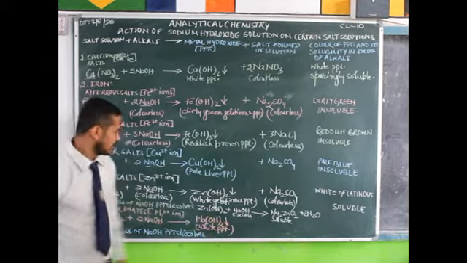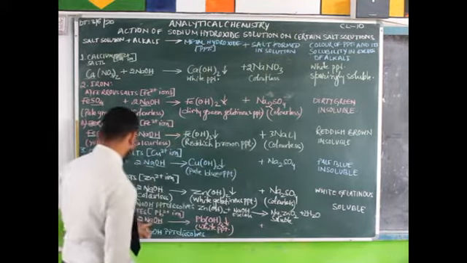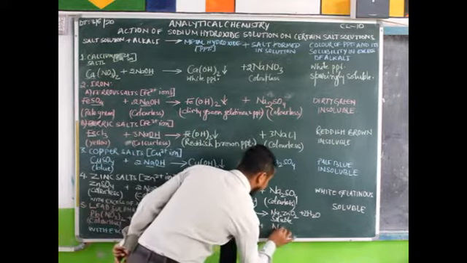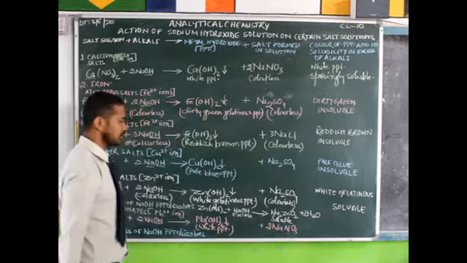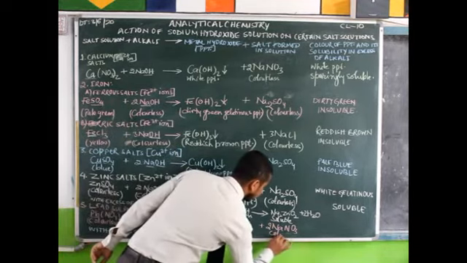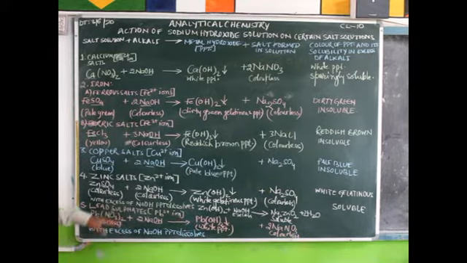Okay. Then what is the next you are going to get with this? You are going to get sodium nitrate, NaNO3, which is also colorless. Okay, this is sodium nitrate. You are going to get colorless.